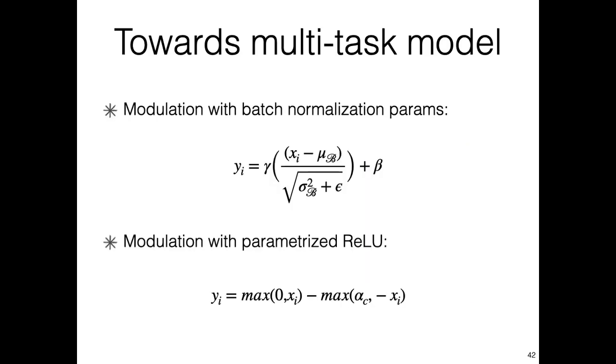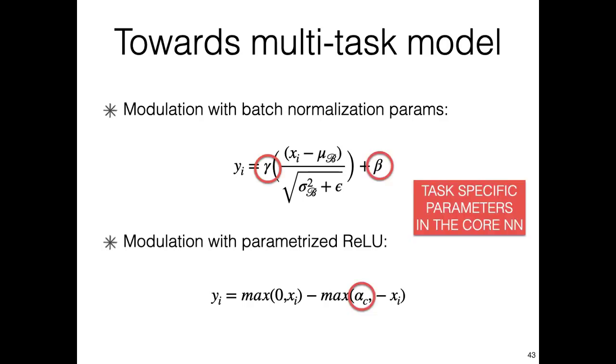So how do we have this modulation? We use batch normalization parameters, which are these two parameters here, the scaling and the shifting, which we learn as task-specific parameters in the core network. And we also do a modulation with a parameterized ReLU, that we also learn as task-specific. So again, this allows to have a shared network that can incrementally add tasks, and the amount of parameters that are changed in the core network are very little.